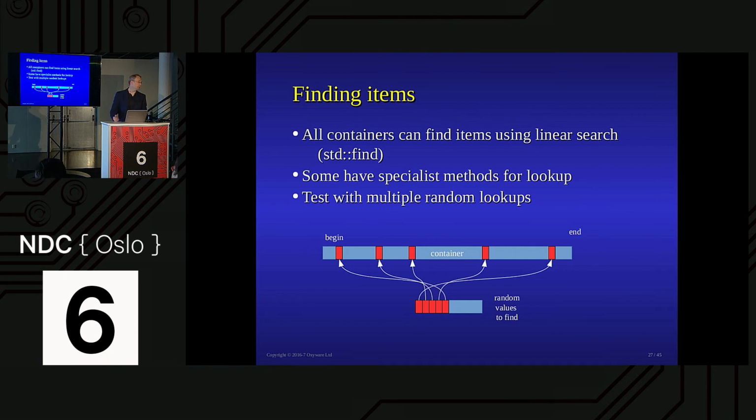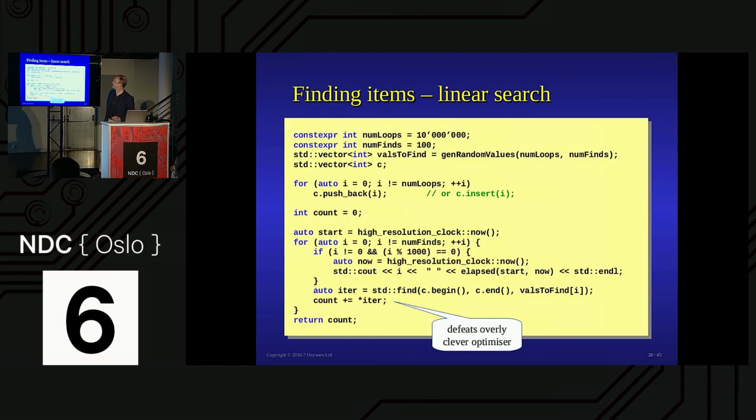Finding items. Lots of stuff in data structures. Here's a random lookup into some of these ones here. What happens if I use standard find? What happens if I use the STL incorrectly? And what happens if I use the containers correctly? So I've got a bunch of things like this. I'm pulling out some random values out of that. So I've got 10 million, I'm going to do 100 finds, generate 100 random values. Haven't done a push_back. Here's my timing loop.